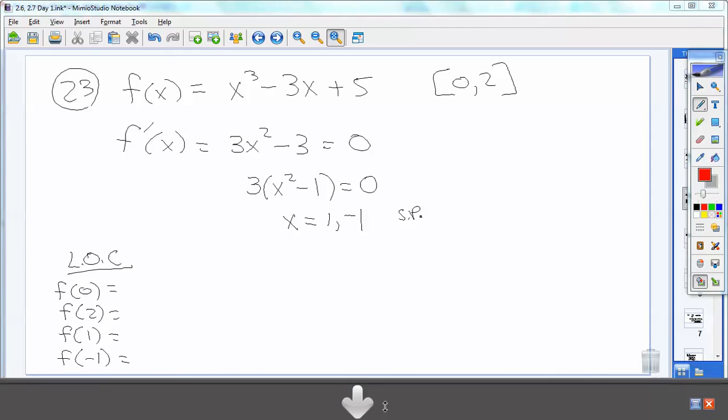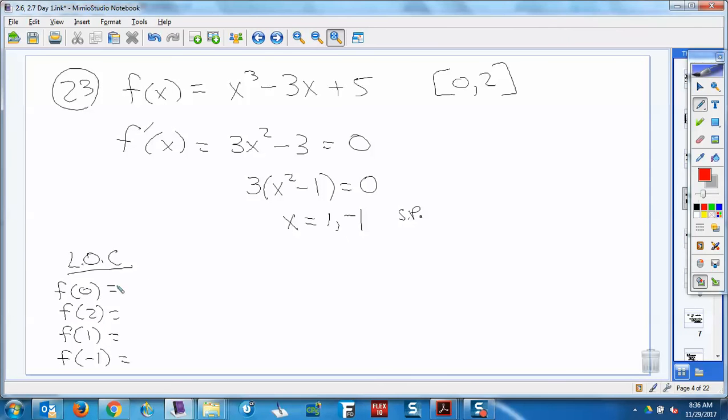So here's my list of candidates. I come over here and make a list of candidates. If you label it LOC, we'll know. And if you do that on the AP test, I think they're going to know. This is considered to be valid justification. A list of candidates here is valid justification for finding this.